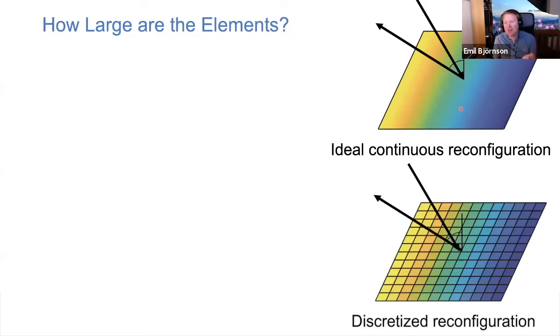But of course, in reality, it's very hard to change something continuously. So you would instead discretize it. So you have different elements at a particular size, and each one of them will be scattering the signal with a particular delay that we can control.